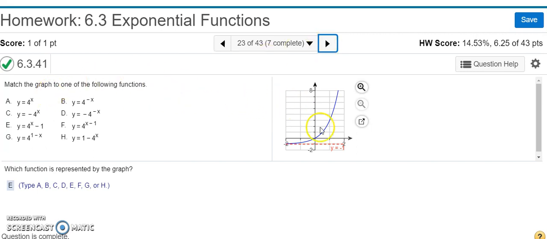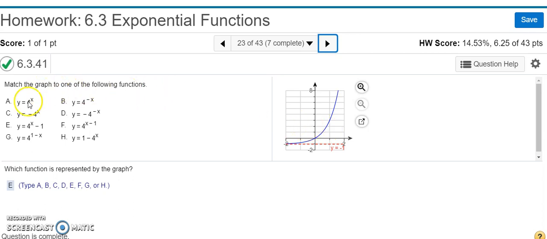Matching the graph again. Okay, so we see the point that would have been at 0, 1 has been moved down 1. And we know for sure because the horizontal asymptote, which is usually at 0, is now down at -1. So the point that's usually at 0, 1 for our exponential functions is now at 0, 0. So it's a graph that's been moved down 1 point.